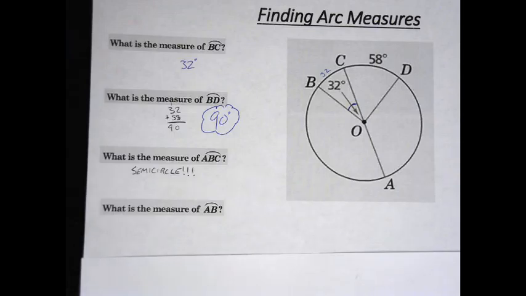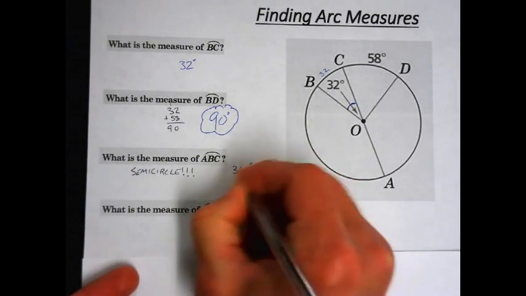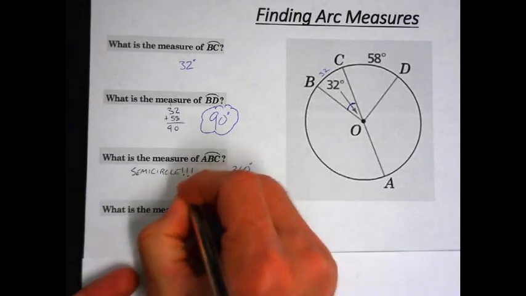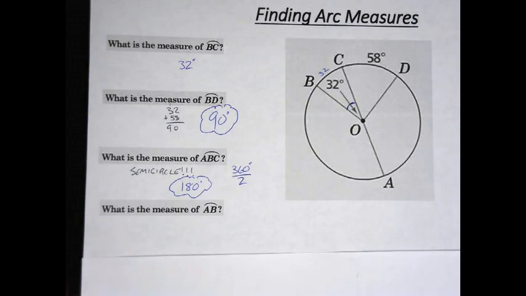What is the measure of a semicircle? Well, if the whole circle is 360 degrees, the semicircle is half of that, and half of 360 is 180. There's our good old friend 180 degrees coming back to us. So that is the measure of arc ABC.